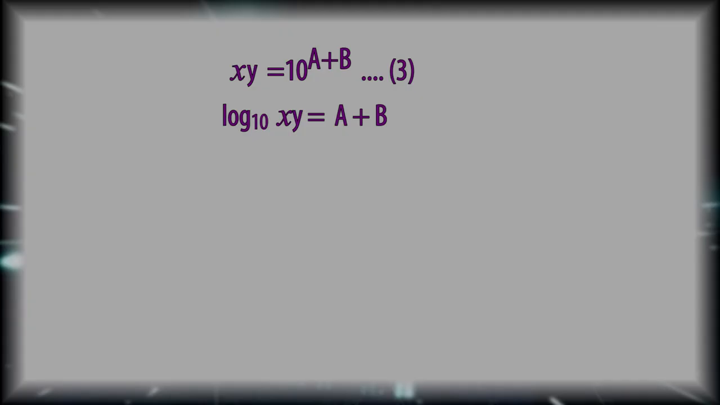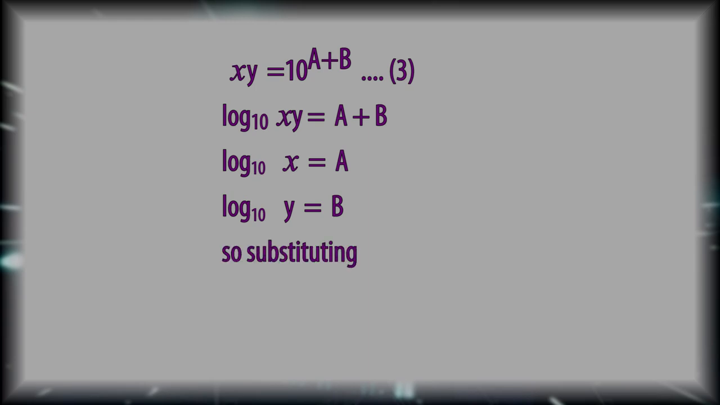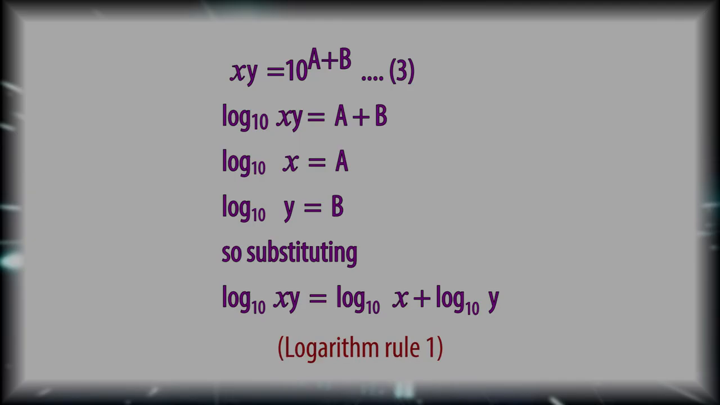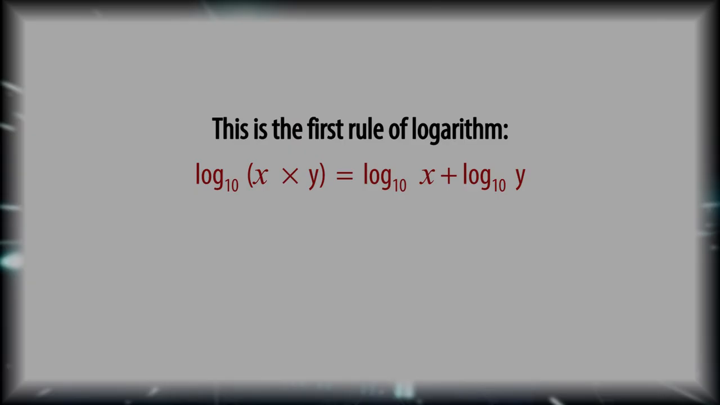Now, from the very beginning, if you can remember, we said a was equal to log base 10 of x, and b is equal to log base 10 of y. So we'll substitute these for a and b. That gives us log base 10 of xy to be equal to log base 10 of x plus log base 10 of y. That is the first rule for logarithm. And the first rule, as we saw, says that log base 10 of x times y will be equal to log base 10 of x plus log base 10 of y.